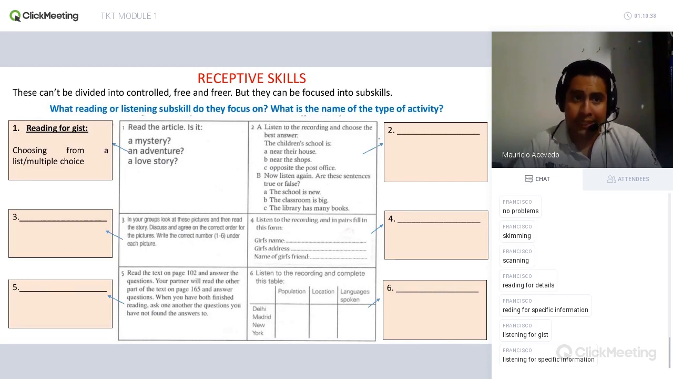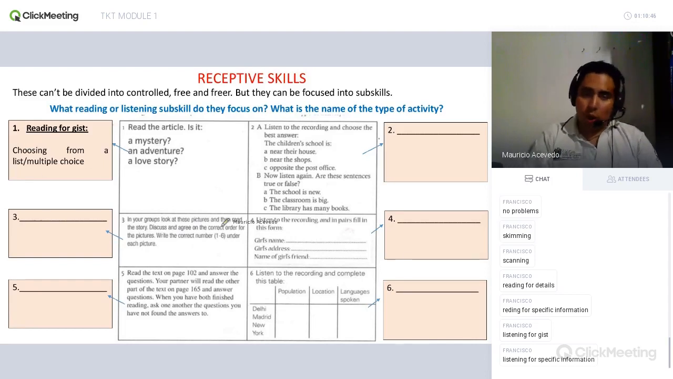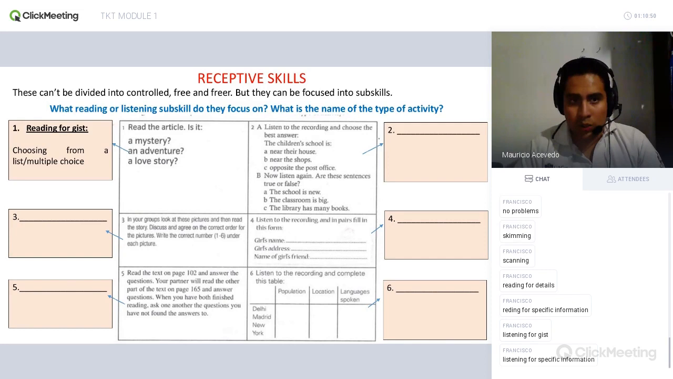You're going to do this activity, Francisco. As I tell you, this is a freer activity. Why? Because you are controlled, but at the same time you are free to write the things that you think are the most suitable for these charts. Now, what reading or listening sub skill do they focus on? What is the name of the type of activity?